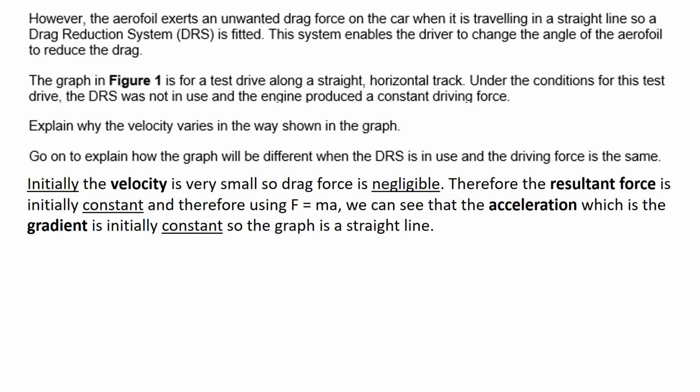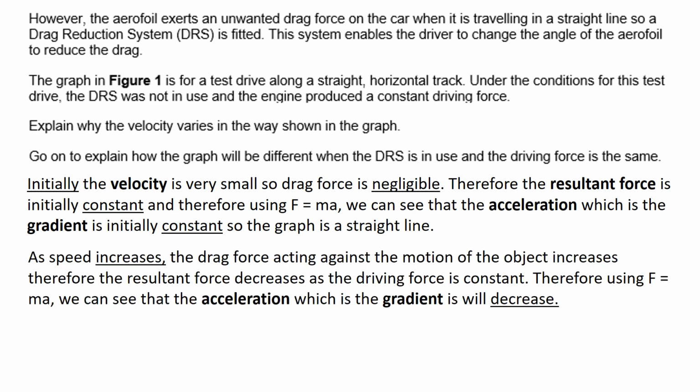So the first section, it's a straight line graph to start with. And the reason for that is because at small speeds, drag force is negligible. So the resultant force is equal to the driving force, so it's constant. And if the resultant force is constant, we know the acceleration, and therefore the gradient of the graph, will be constant, so it will be a straight line. That's the first section of the graph.